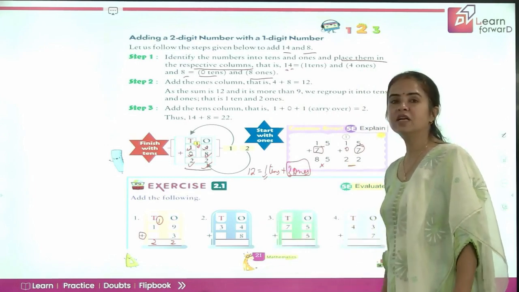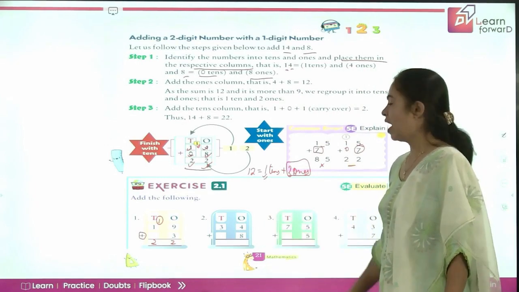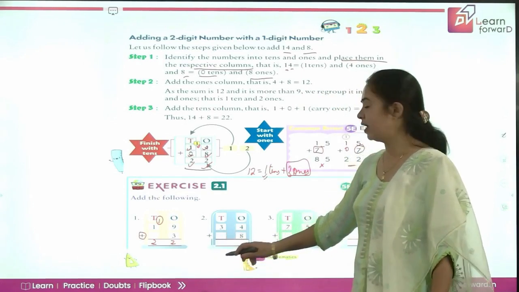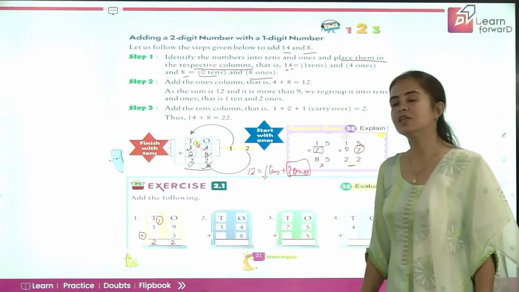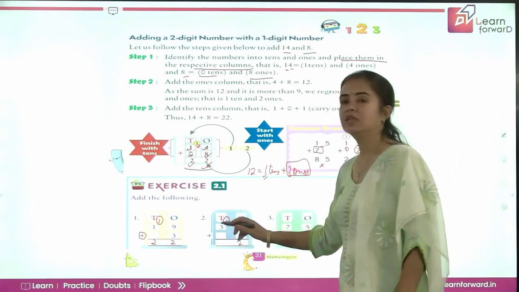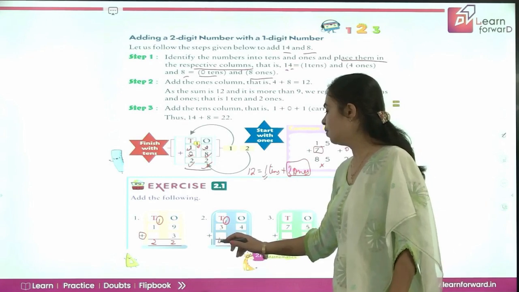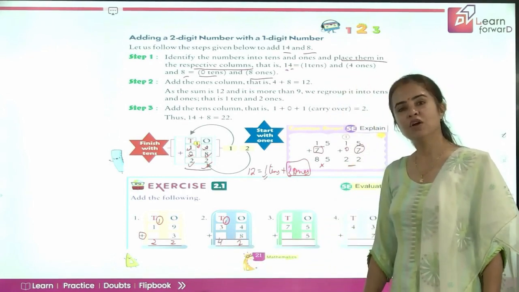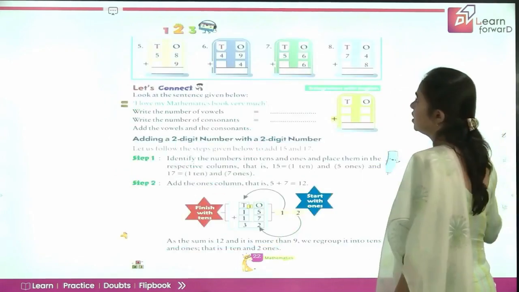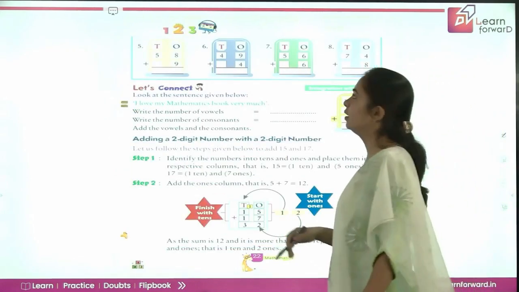Coming to next, 34 plus 8. Again, 8 is only at the ones place. We have put the plus sign, and 8 plus 4 is 12. Good. And again, 1 will be carried over. 3 plus 1 is 4. Perfect. So your sum here is 42. So I'm sure you can do the next two questions yourselves, and we have more here.